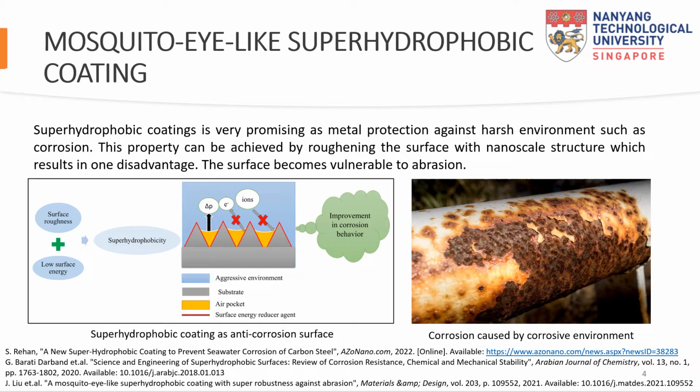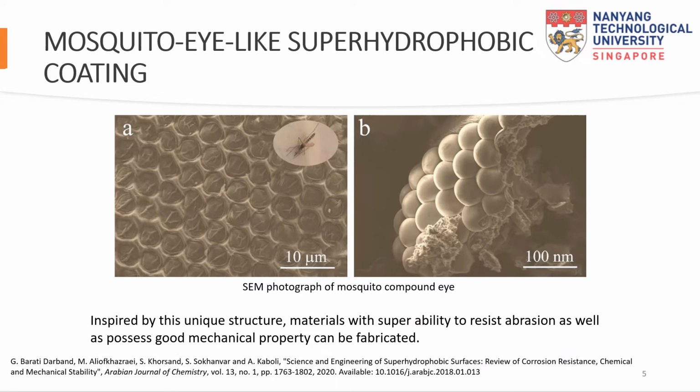As we all know, harsh environment is very dangerous to our materials. For example, here acidic environment can cause corrosions. So protection is needed, and in this case, super hydrophobic coatings can be used for metal protection against harsh environment such as corrosions. This property can be achieved by organizing the surface with a nanoscale structure. However, this has a drawback. Now the surface becomes vulnerable to abrasions.